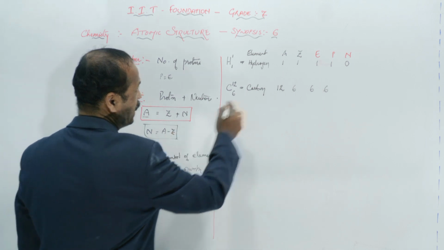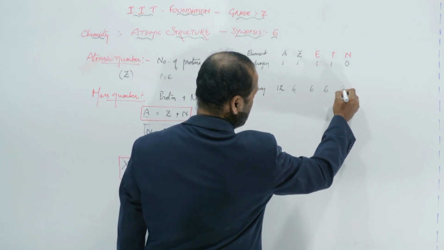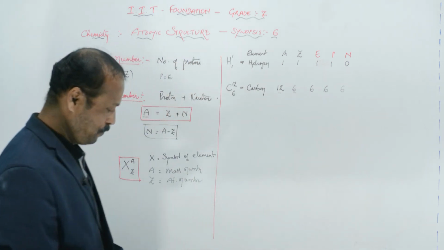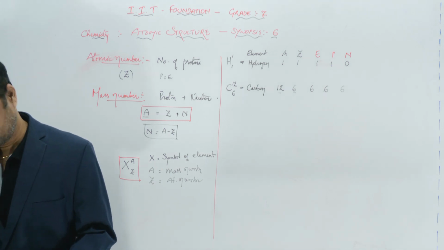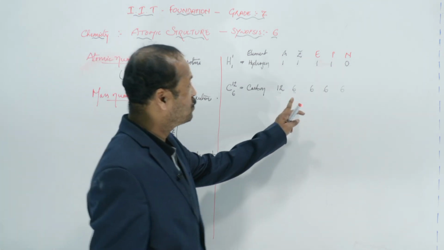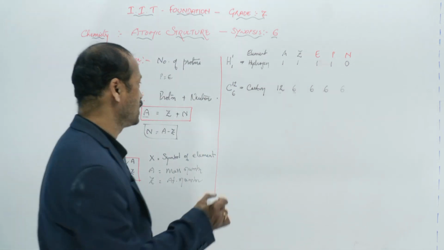A minus Z. A is 12, Z is 6. 12 minus 6 is equal to 6. So there are 6 neutrons in the carbon. So, 6 protons, 6 electrons, 6 neutrons. Clear?